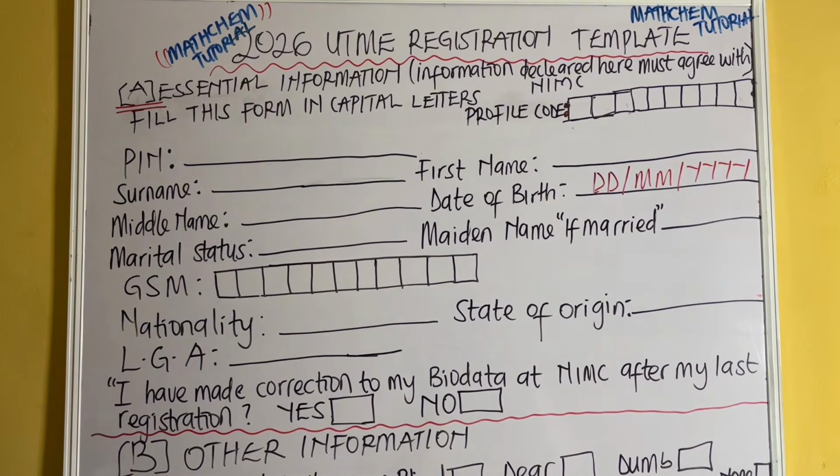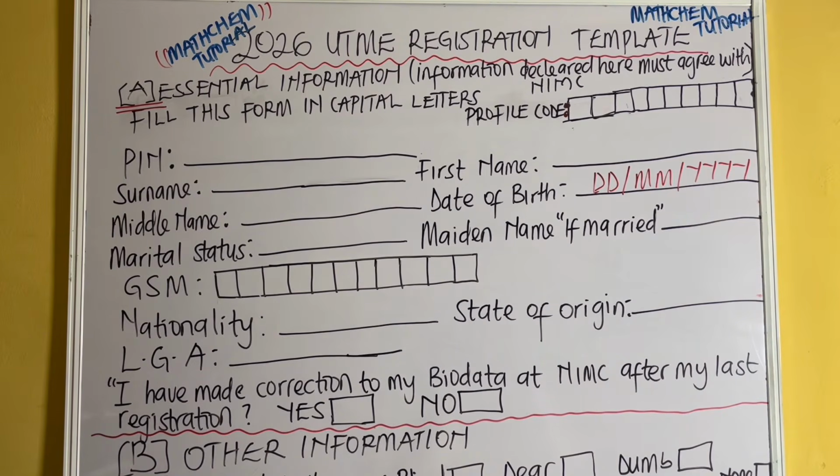That is, information declared here must agree with NIMC, meaning that all this information in section A must tally with your NIN. If not, that's another thing entirely. So the first thing we have here is profile code. The profile code is a 10-digit number generated using your NIN. You type NIN in capital letters, then enter your 11-digit NIN number, send it to 55019 or 66019, and then you will receive your 10-digit profile code.